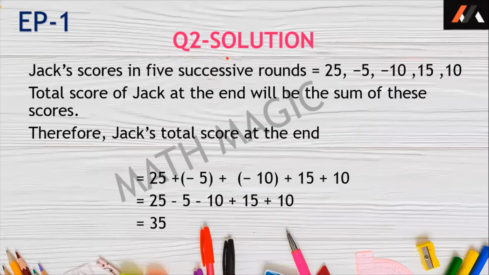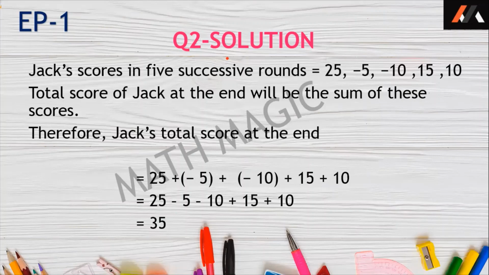So the total sum of these scores will be the addition or the sum of all the scores taken together. We must be very careful because there are negative symbols also. So better we suggest that we must put it in brackets. So it will become 25 plus minus 5 plus minus 10 plus 15 plus 10. And the fundamental rule of integers is plus into minus is minus. We just apply that here. 25 minus 5 minus 10 plus 15 plus 10.